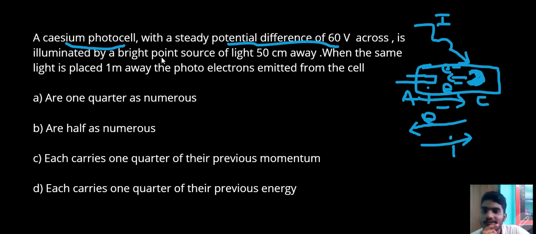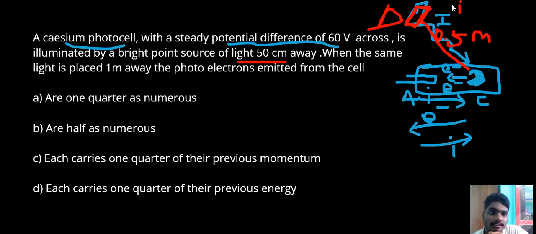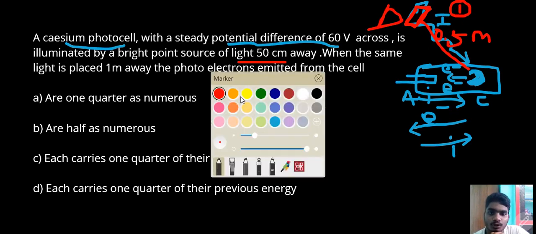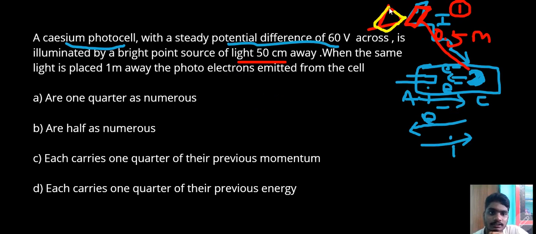Here the light source is present. I am just changing the color right now. So the source is 0.5 meter away, that is 50 centimeter. We are told that the light is 50 centimeter away. In this first condition, I am changing the color to show the differentiation of the second condition. So this is the second condition, where the distance is 1 meter.